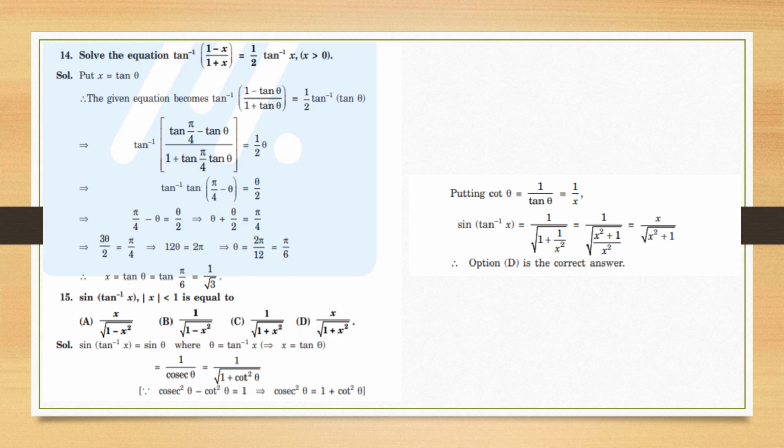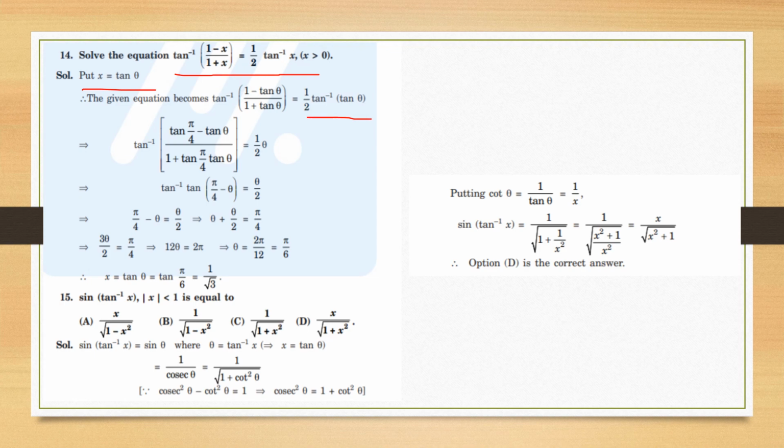Question number 14: solve the equation tan⁻¹((1 − x)/(1 + x)) = (1/2) tan⁻¹x, when x is positive. So put x as tan θ. This equation becomes tan⁻¹((1 − tan θ)/(1 + tan θ)) = (1/2) tan⁻¹(tan θ). So you are familiar with it.